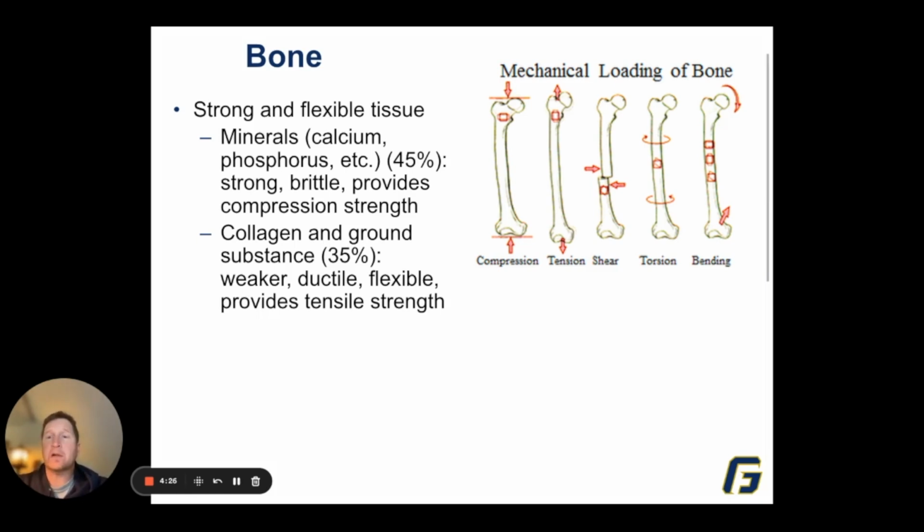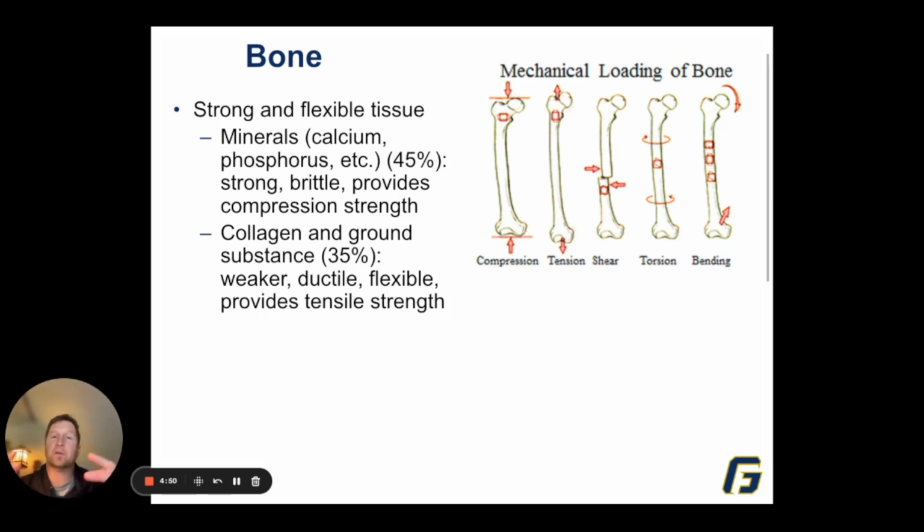Beyond the mineral content of our bones, which is the bigger component of what our bones are made of, it's not exclusively what our bones are made of. We're not all brittle material. What's going to give it some of that flexibility is the collagen and some of the ground substance, which comprises about another 35% of your bones. It's weaker, but it is definitely more flexible.